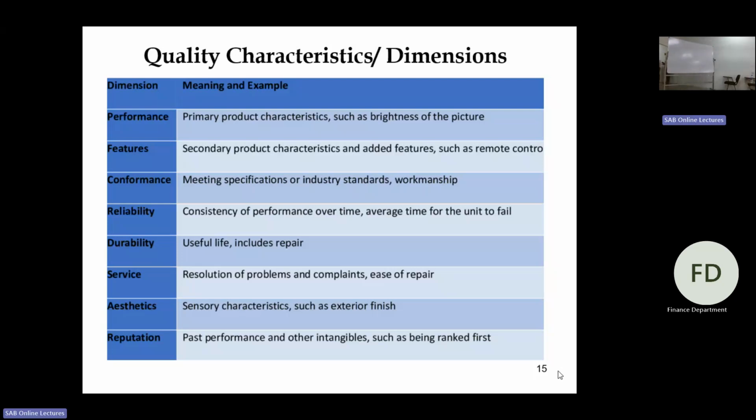And the others, performance of a product. So we use it for one main purpose. So how good is that? Primary product characteristics. And features, that means in addition to the basic performance, what are the latest features, additional features, unique features, innovative features? More the features, higher the quality.